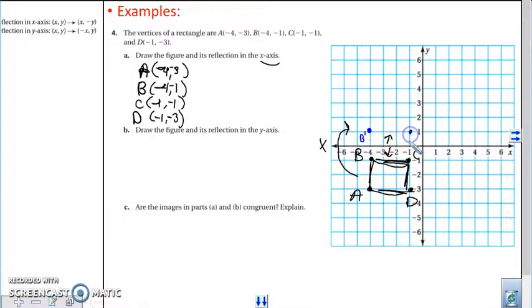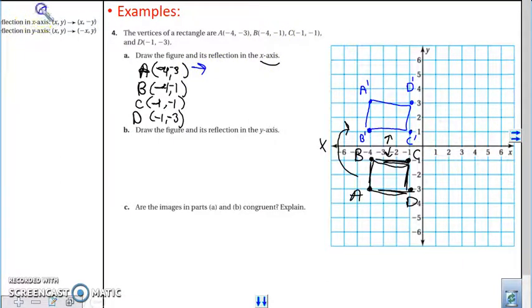This is now C image. D is still going to be 2 away from C. This is D image. This is A image. And there you go. Mathematically, here's what happens.